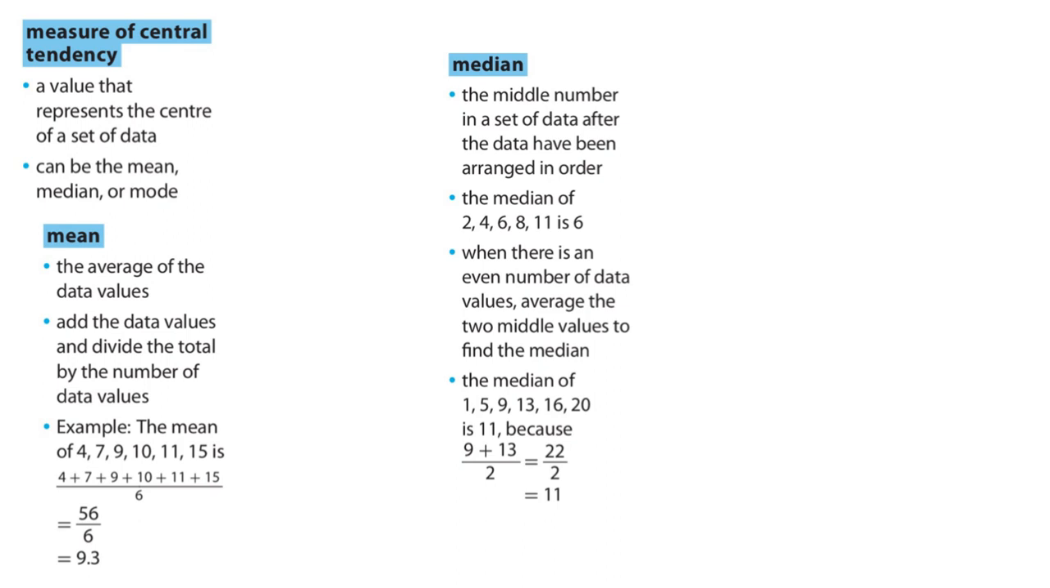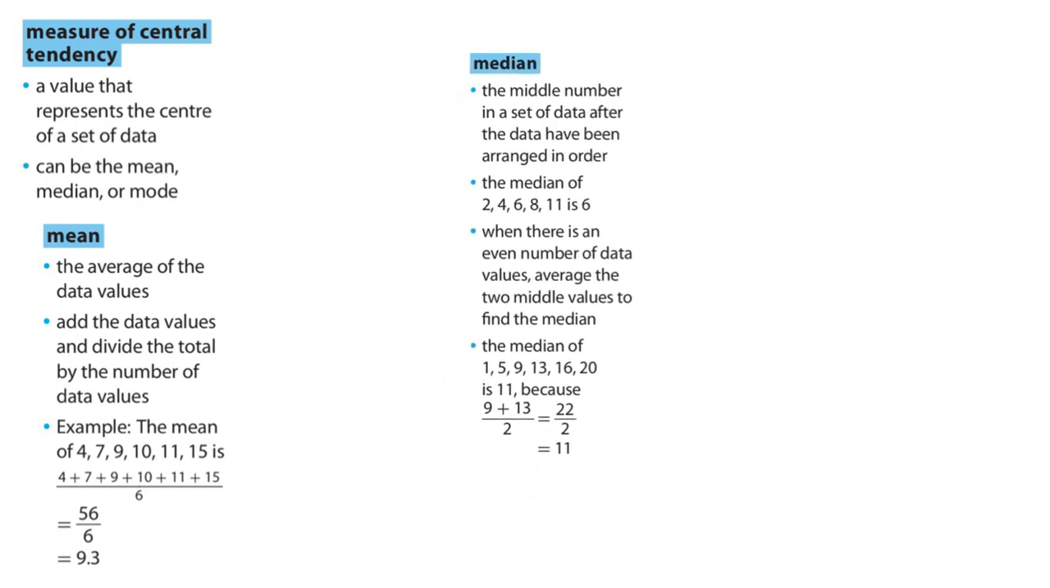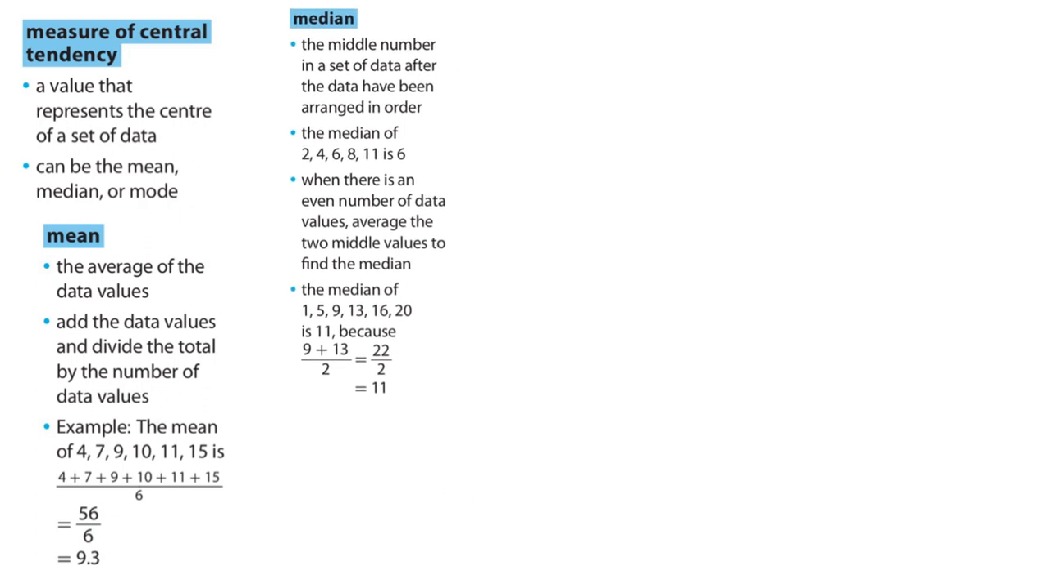Sometimes there's an even number of values. For example, below we have 1, 5, 9, 13, 16, and 22. And 9 and 13 are both kind of in the middle. If there are 2 middle numbers, we take the average of them. So we add them together and divide by 2. In this case, we took 9 and 13, added them together to get 22, divided by 2. So the median is 11 in this case.